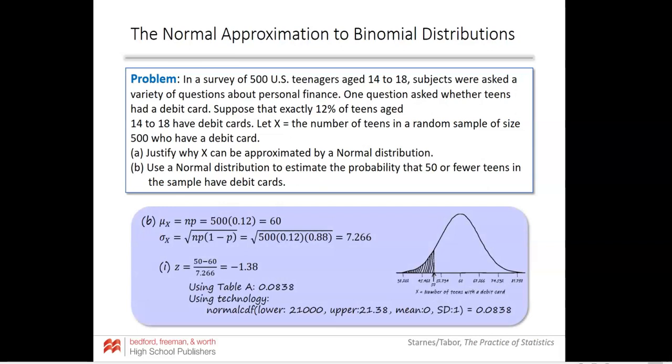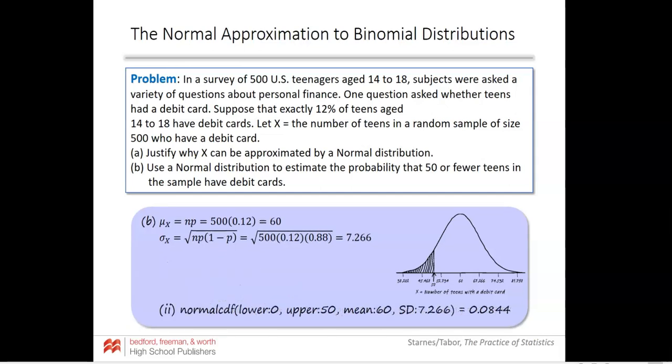Once you recalculate the mean and standard deviation of 60 and 7.266, then you're going to do good old-fashioned normalcdf here. It says 50 or fewer teens, right? This is the way I would do it: 0 to 50 is the lower and upper bound. Mean is 60, we calculate that right there. Standard deviation is 7.266. And we get 0.084, or 8.4%.